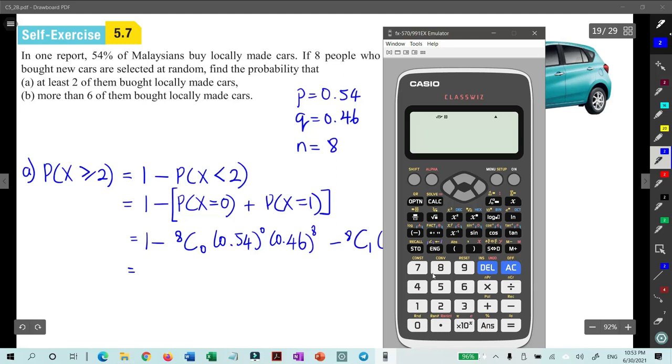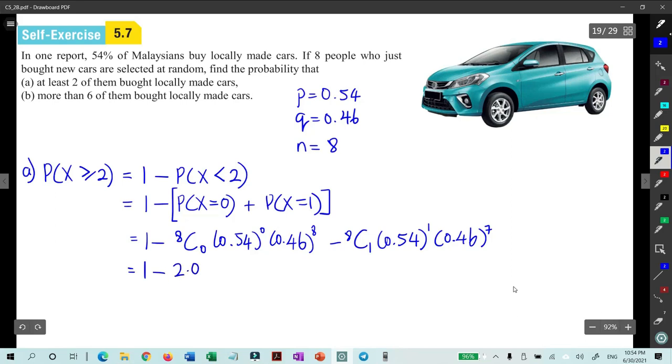Let me find the value for P(X=0) and P(X=1). So 8C x times 0.54 to the power of x multiplied with 0.46 to the power of 8 minus x. Let's calculate the value for P(X=0), and what I get here is 2.005 times 10 to the power of negative 3.